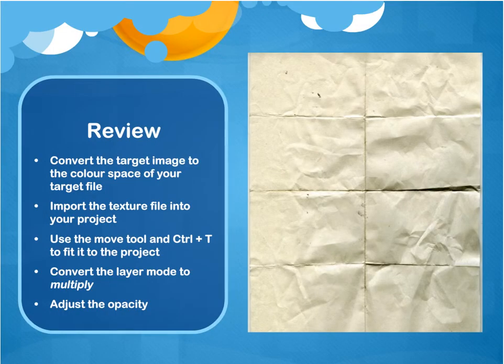To review, you're going to convert your new image to the color space of your target file, in this case black and white. You will import the texture file to the top of your layer stack on the project that you're working on. Then use the Move tool and Control T to transform it to fit the project. Convert that layer mode to multiply and adjust the opacity to finish the project off.